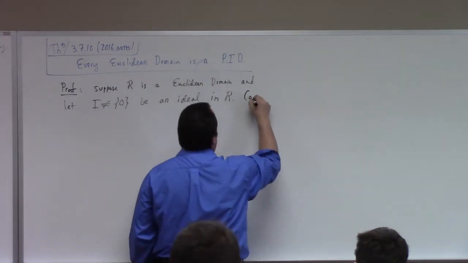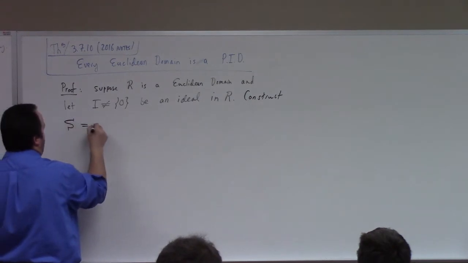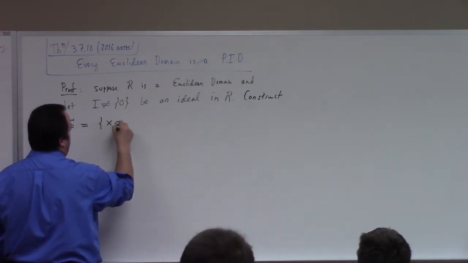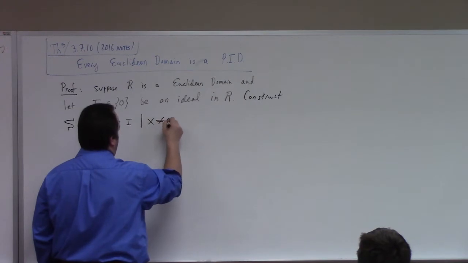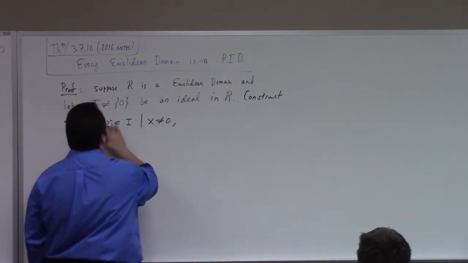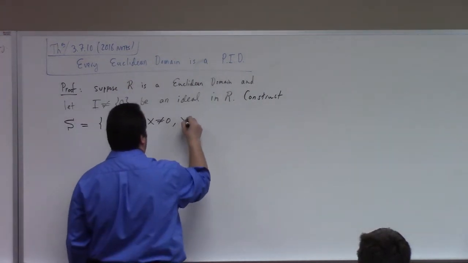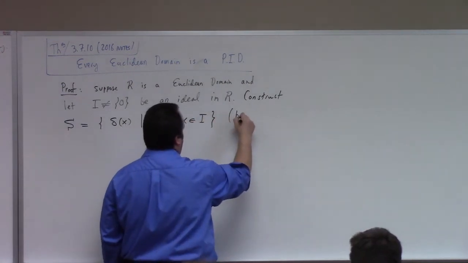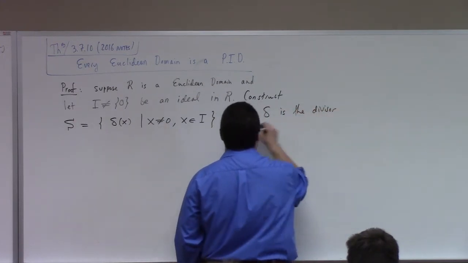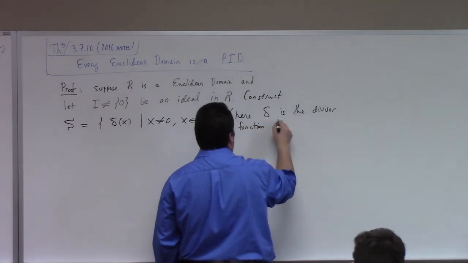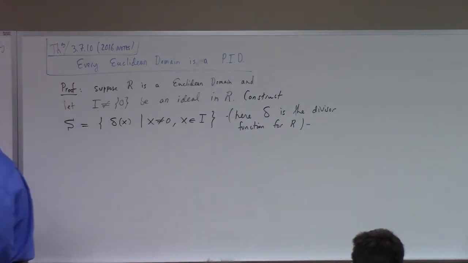Construct S, and so S is going to be equal to the set of delta of x, such that x is not 0 and x is in I. So here, I assume delta is the divisor function for R, as is guaranteed to us by the definition of Euclidean domain. All right?